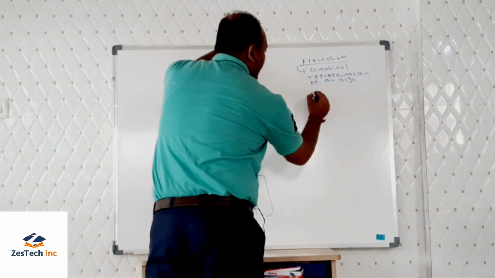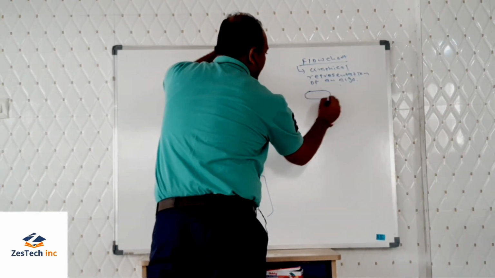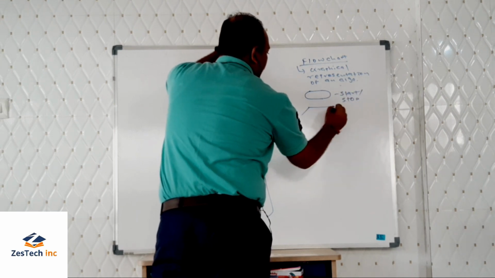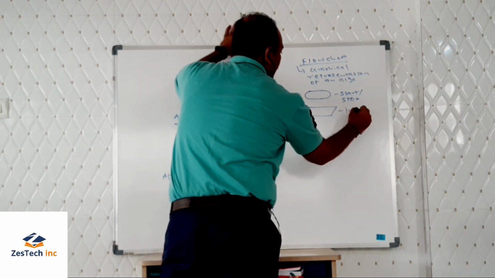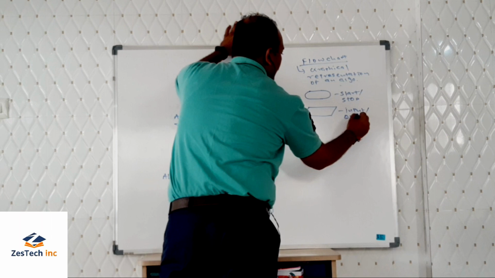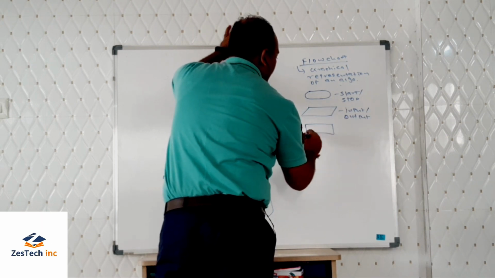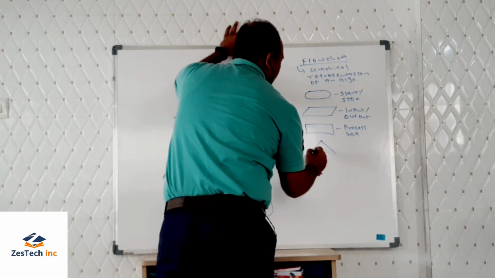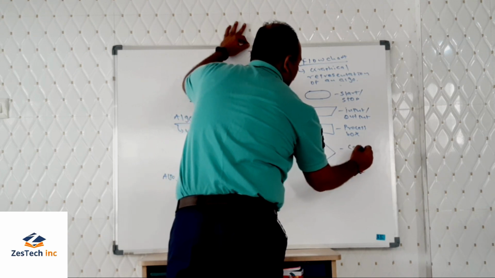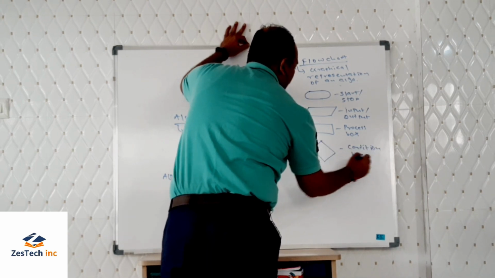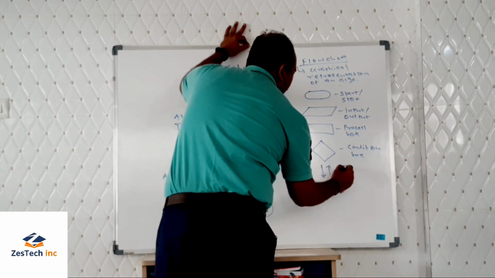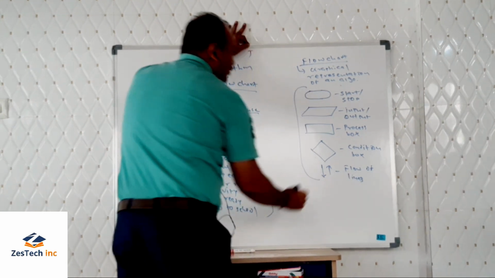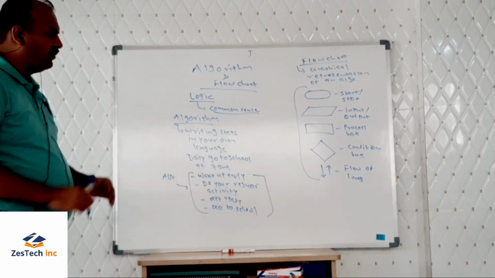So several symbols are used inside a flowchart. The first one is this, that is start/stop. Then this is the concept of input/output. Then there is the concept of process box. Then there is a condition box, and then there is the concept of flow lines. So these are some of the symbols which are used particularly in a flowchart.